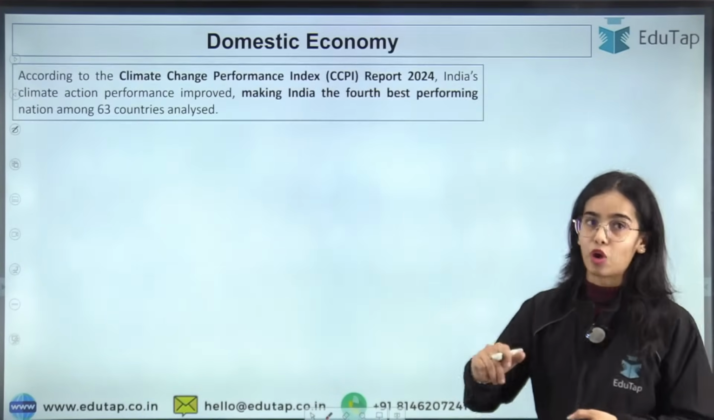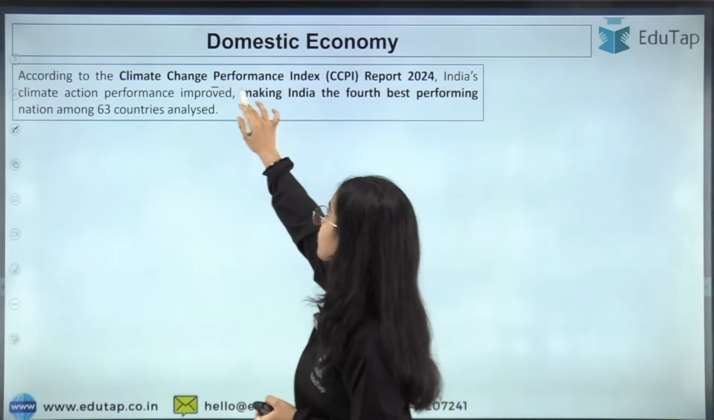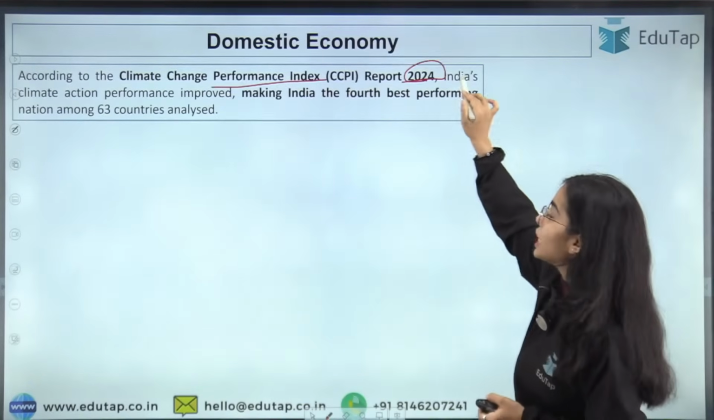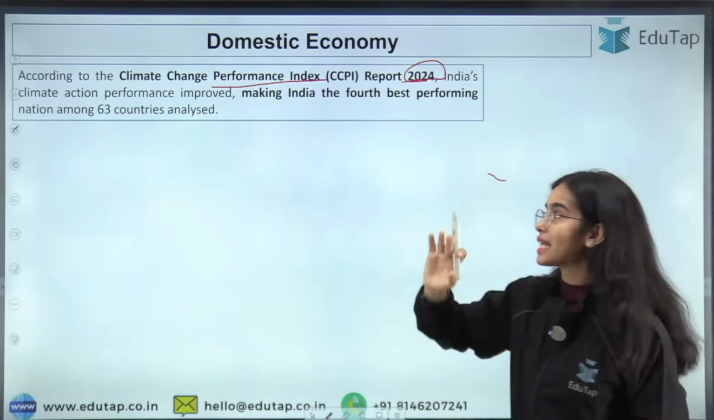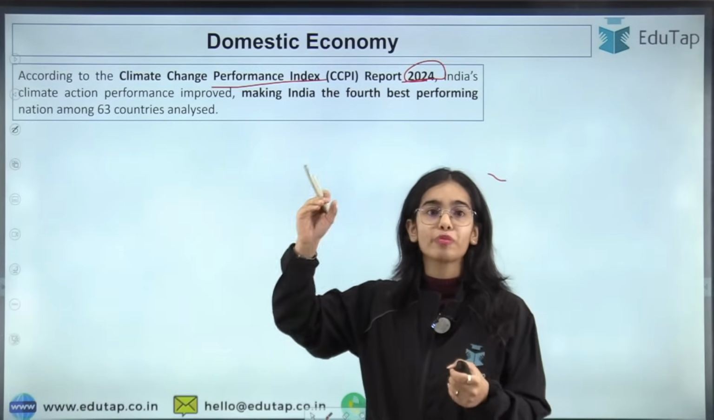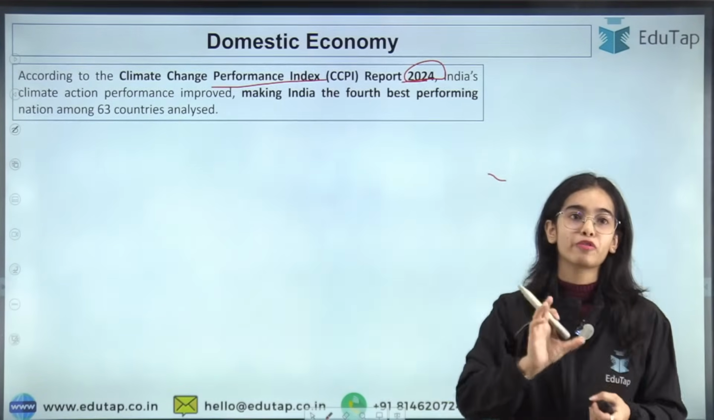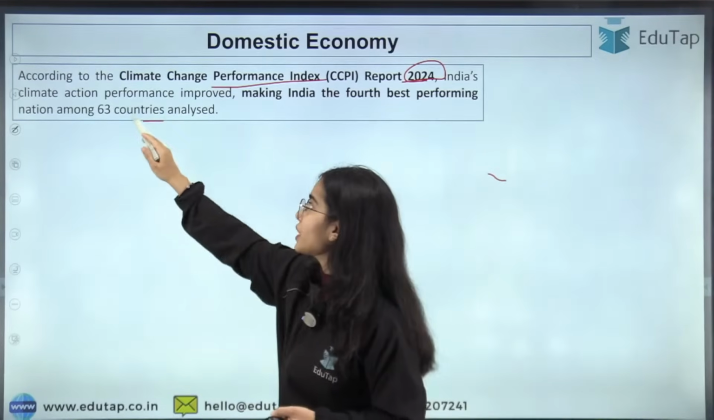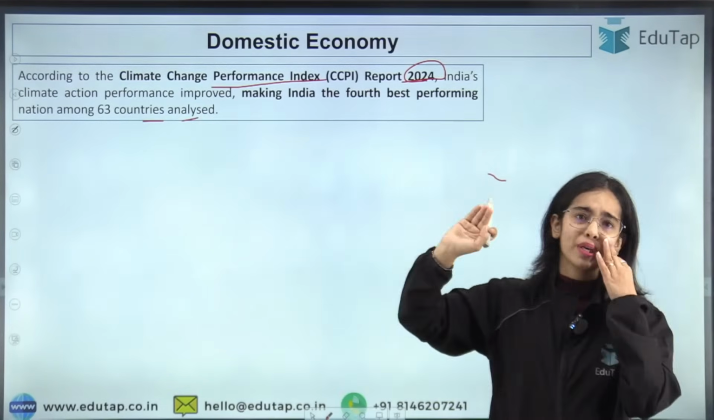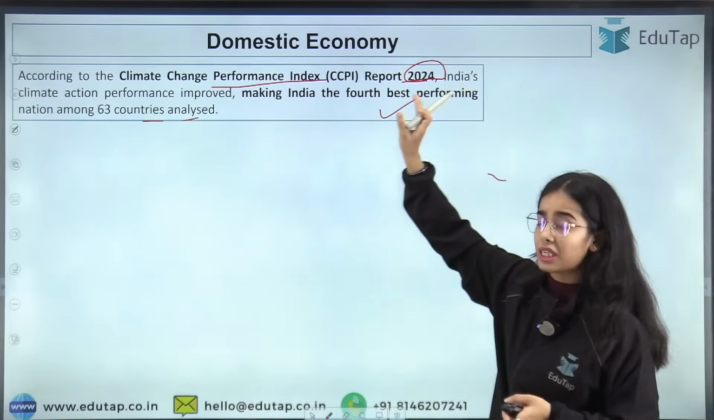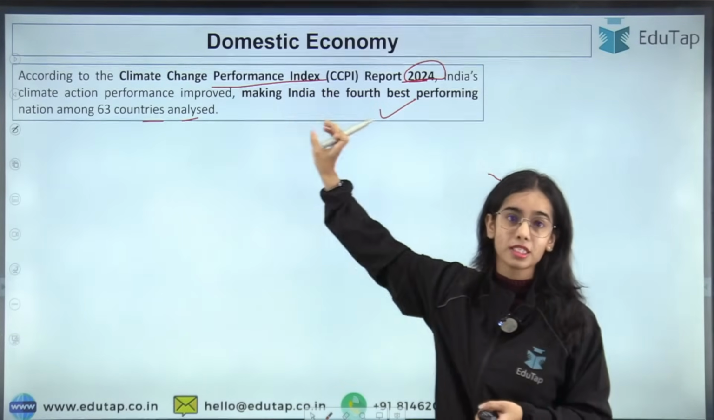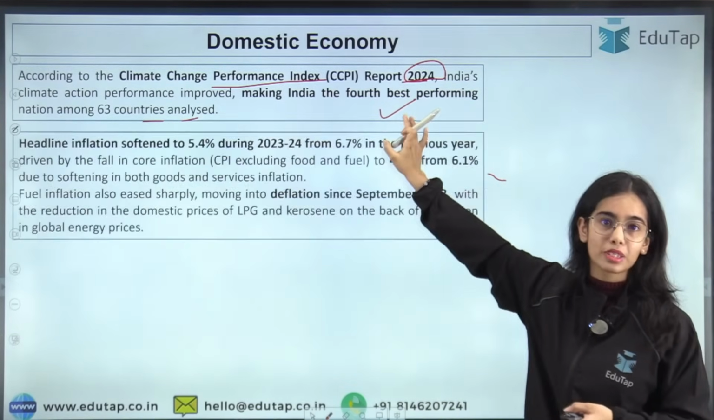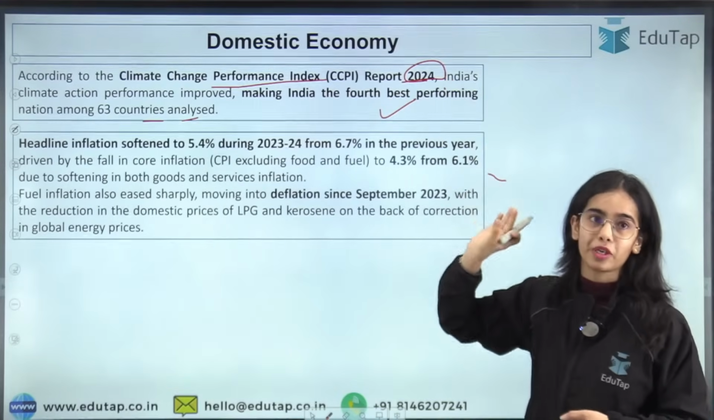Now, according to the Climate Change Performance Index Report 2024, India's climate action performance has been very good. It has improved, making India the 4th best performing nation among the 63 countries that have been analyzed. We have discussed this in depth. Gurkira sir has also discussed this index with you. I hope you know about this index, but this is the data point that you can remember.